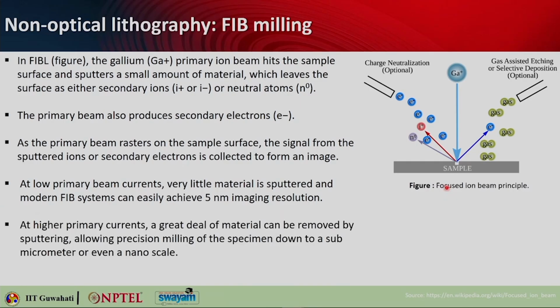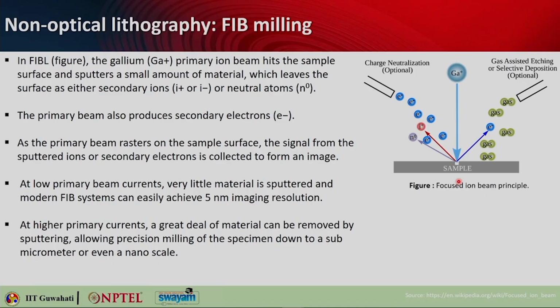However, if you want to do some milling, you have to operate at higher primary currents. In that case, a great deal of material can be removed by sputtering, which allows precision milling of the specimen down to sub micrometer or even to nanoscale.